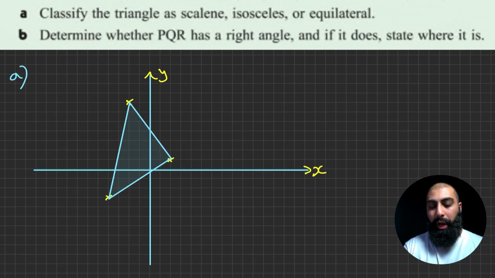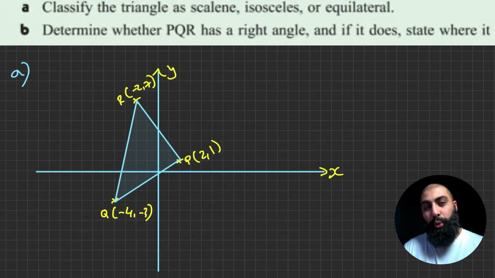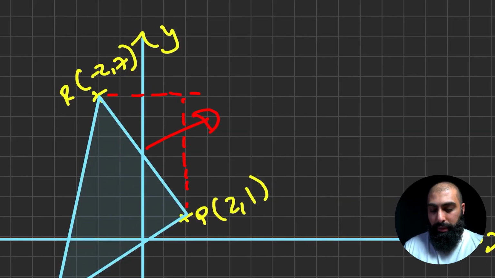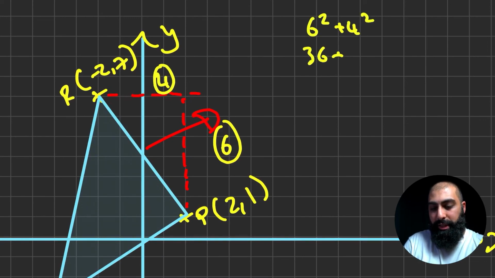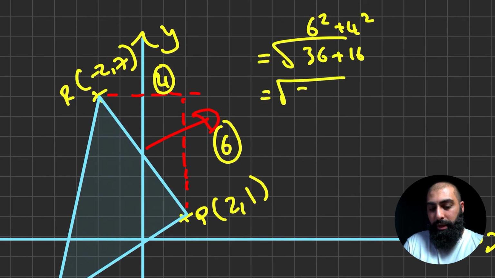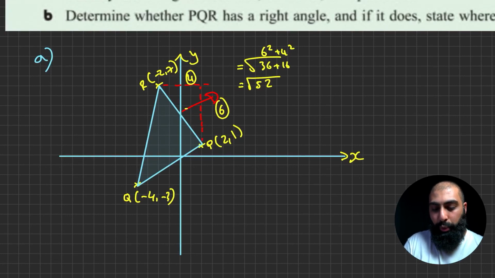We don't know until we work out the length of each side. So let's write these points down. I need to find the distance between these points to work out whether it's isosceles, equilateral, or scalene. Let me just zoom in here, and then you can see I've got a rise of 1, 2, 3, 4, 5, 6, and then you can see the run is 1, 2, 3, 4. So we have a run of 4. So we'll do 6 squared plus 4 squared, 36 plus 16. So that's going to be the square root of 52. We'll leave it as a square root of 52. That is this side here.